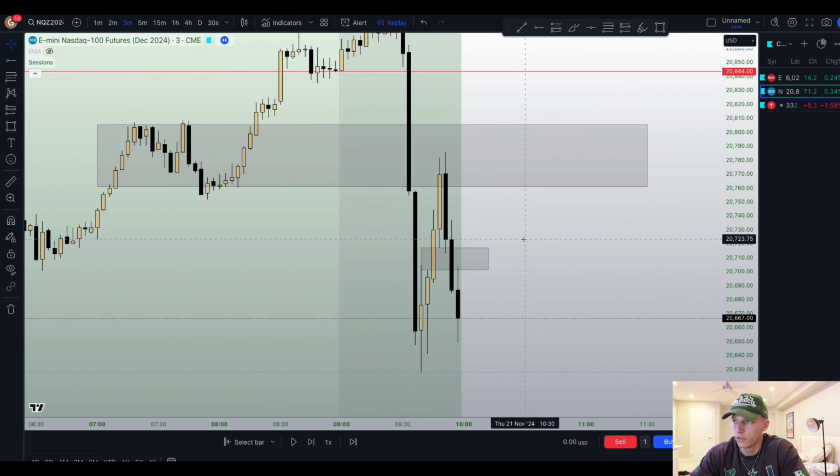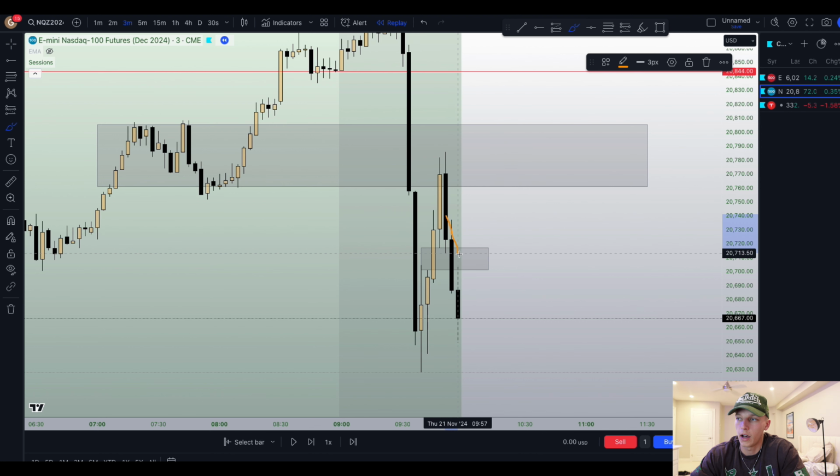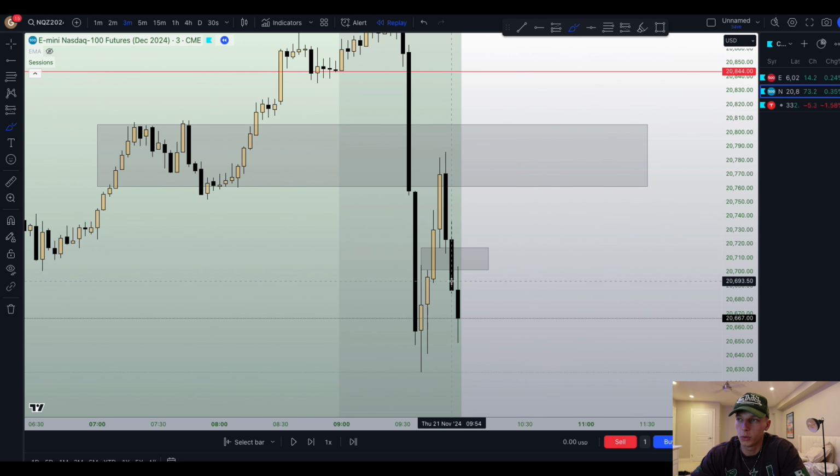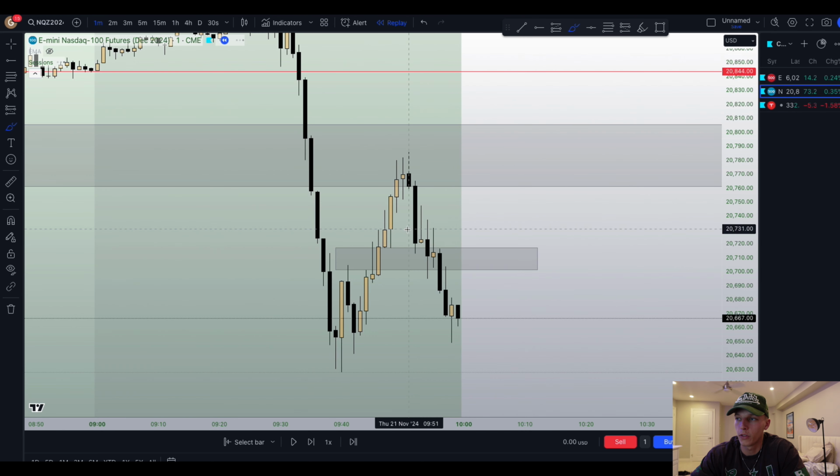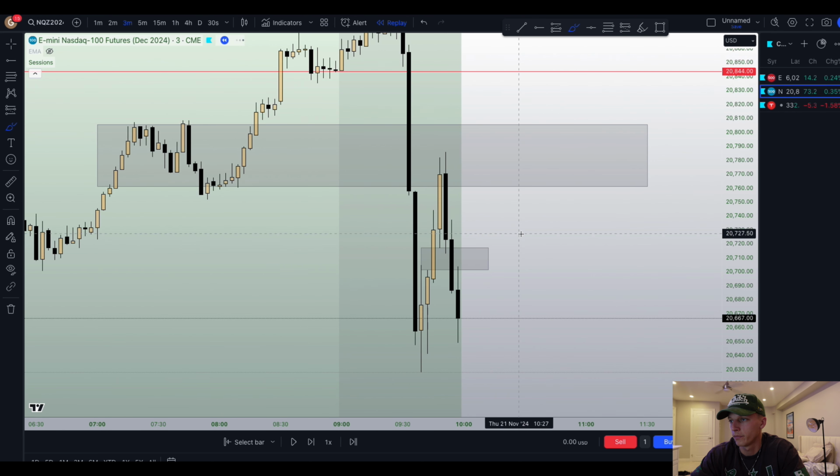In this scenario, we tap into the 15 and we create a 3-minute. If price wanted to continue going up, what it would do is it would tap into this fair value gap, bounce off it, and then continue trending upwards. The fact that this candle closes below tells me that we may, for the most part, want to continue to drop. And that is a risk that I'm willing to take.